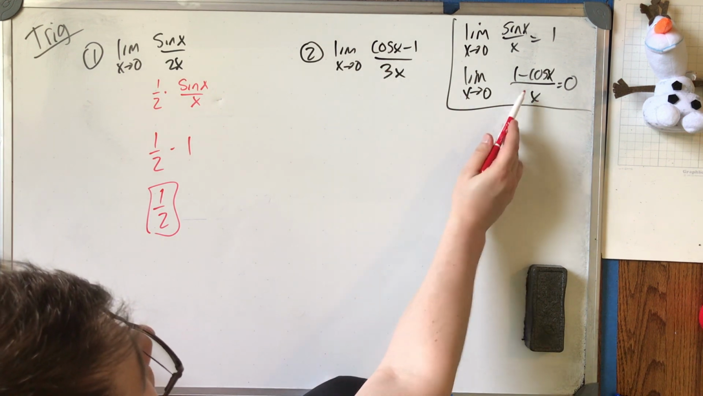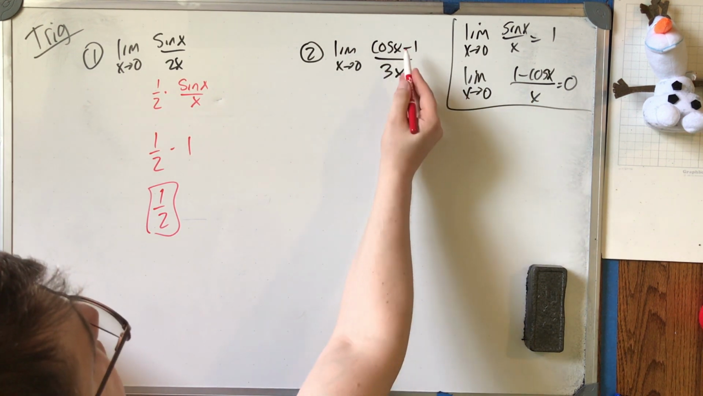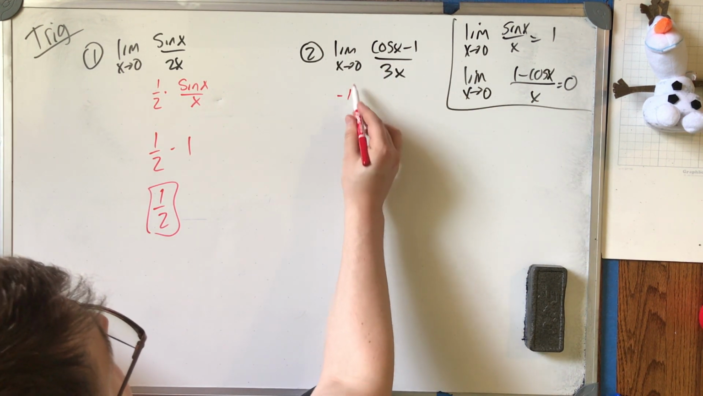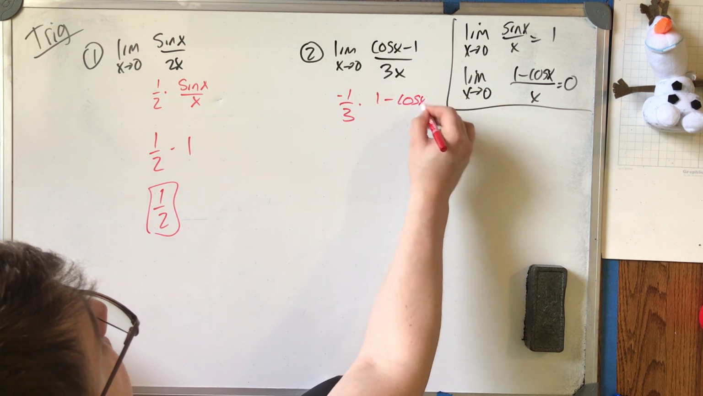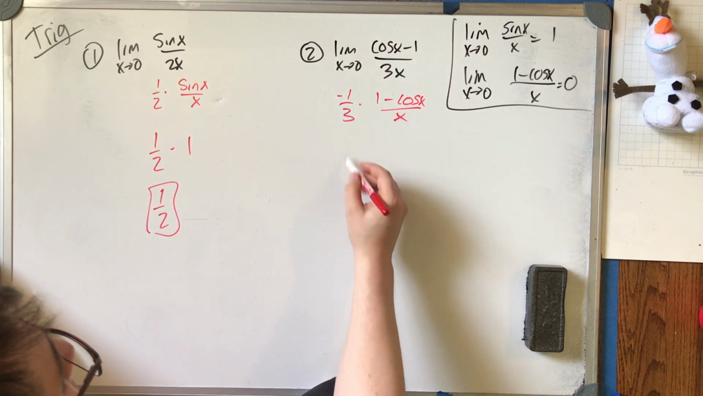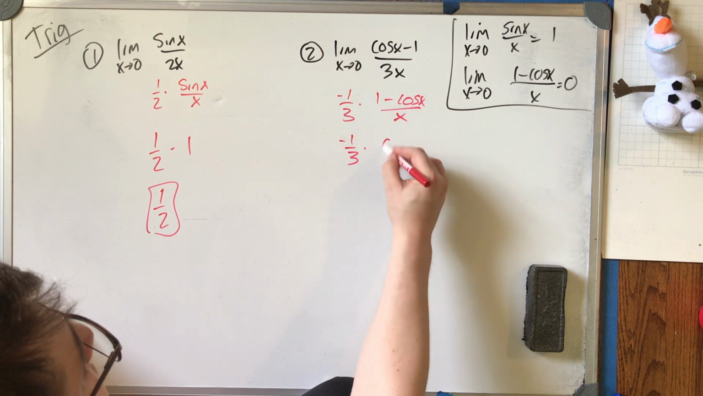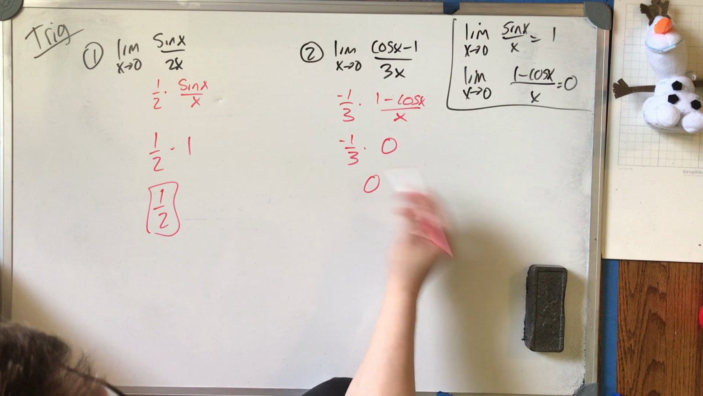Over here, this looks awfully close to this, but it's a little bit backwards. So when I separate this out, I'm actually going to factor out a negative sign from the top. So I can write it like this by separating things. So limit of constant is that constant. This is going to be 0. Negative 1/3 times 0 is 0.